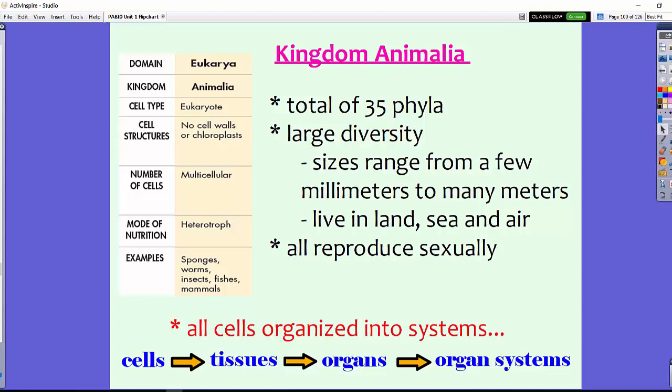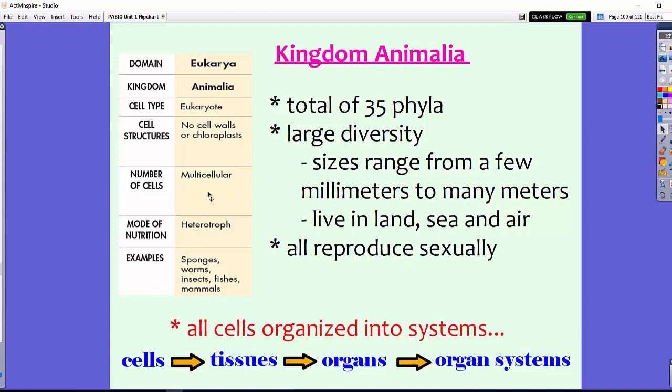Now, kingdom Animalia, probably the most familiar to us because we are part of kingdom Animalia. So once again, we're in domain Eukarya, kingdom Animalia. Cell type is a eukaryote, so everything in Animalia has a nucleus within their cells. Now, kingdom Animalia do not have cell walls or chloroplasts in their cells. So we don't see this type of cell structure.